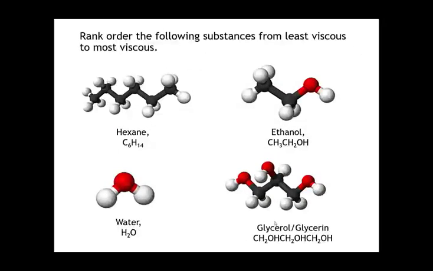Let's consider 4 different liquids, the molecules of which I show here. I want you, to the best of your ability, to make some predictions about which of these molecules are likely to be more viscous and which less viscous. In fact, why don't you try to rank order them from the least viscous to the most viscous. Please pause the video, make your predictions, and then come back and we're going to watch a video where we see the answer.